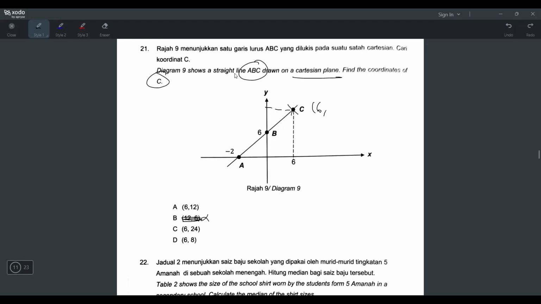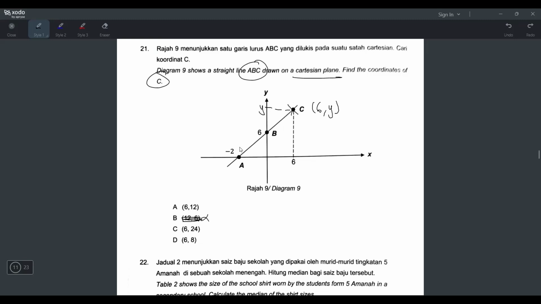Right? But how can we do that? Very easy. The y coordinate we don't know. Let's just call it y. Right? But we do know it's higher than 6. Right? It's higher than 6. So that's why all the y coordinate here is higher than 6, right? But we need to know the exact value, right? So how can we do that?